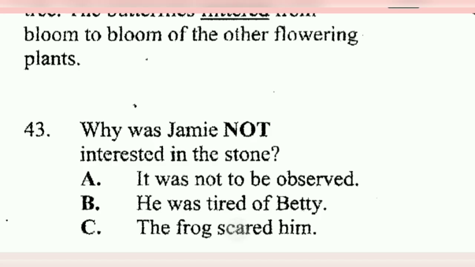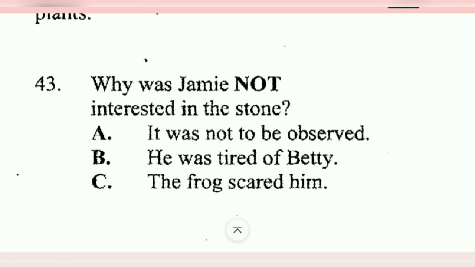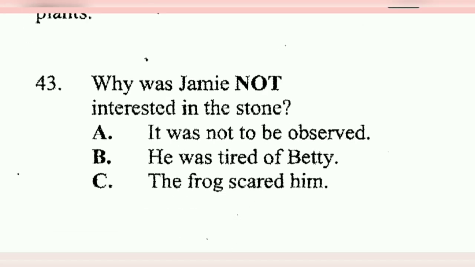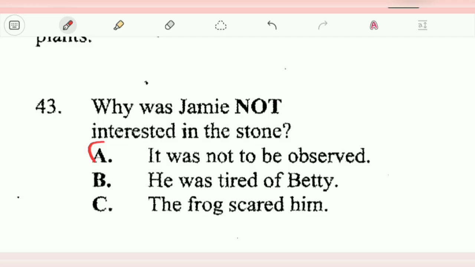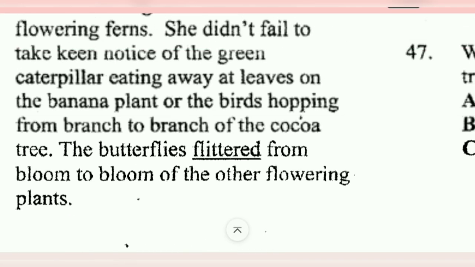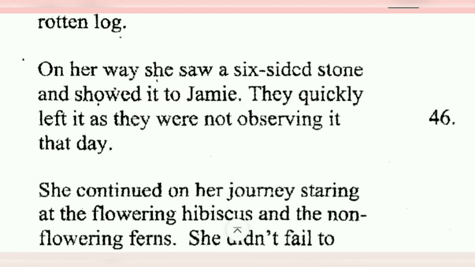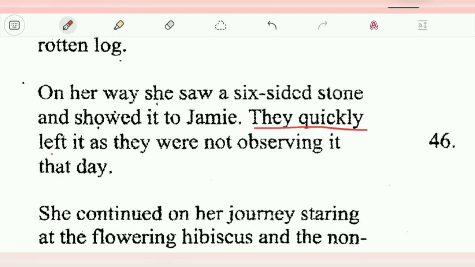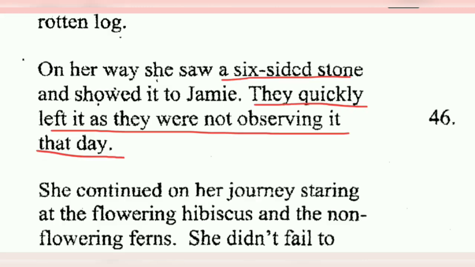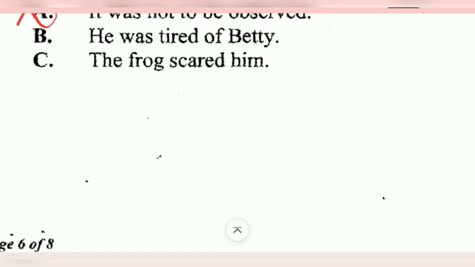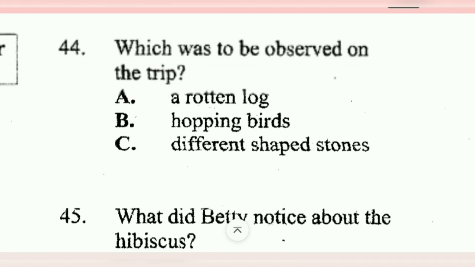43. Why was Jamie not interested in the stone? A says it was not to be observed. B, he was tired of Betty. C, the frog scared him. A. Remember it says it was not to be observed that day, right? It says they quickly left it as they were not observing it that day. So that's a six-sided stone. So you have to go back to your passage if you're not remembering. Go back and see what it says about the six-sided stone.